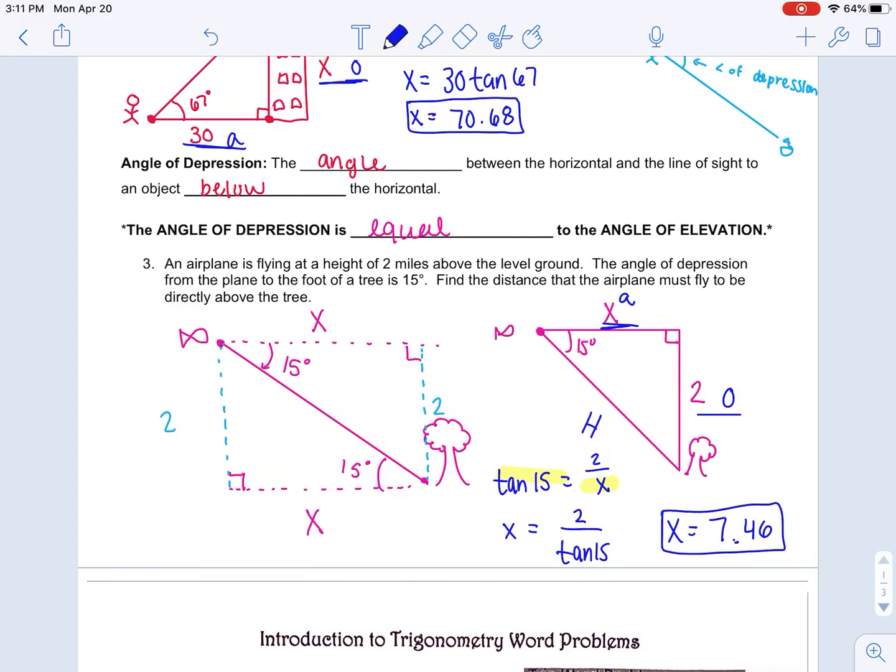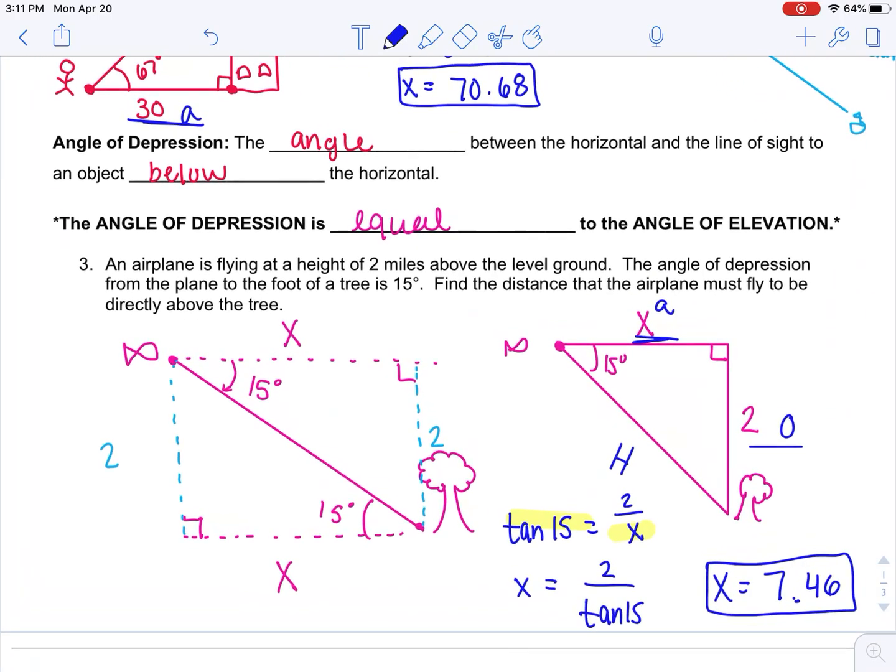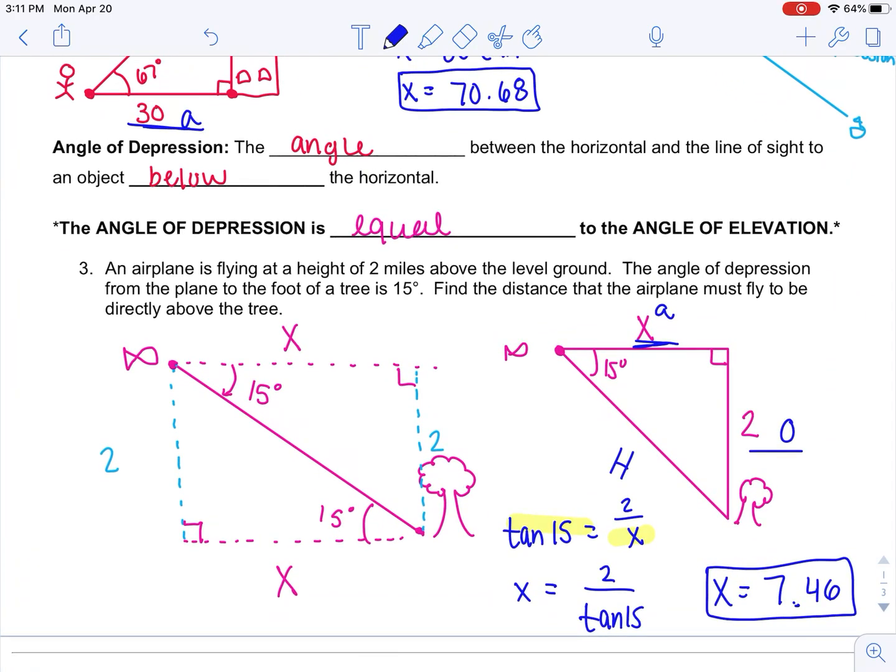So once again, all of these ended up using tangent. That was just a coincidence. That will not always happen. You can use any of the 3 trig functions, sine, cosine, or tangent, to solve these problems, depending on what's given to you.